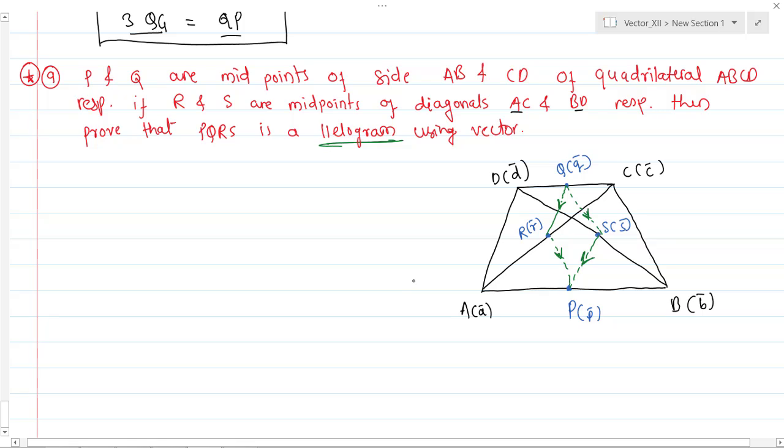Okay, see here, as they are the midpoints, so first of all let's find out the position vector of all the points. Okay, so P is what? It is the midpoint of AB, so this becomes (A bar plus B bar) by 2. Q bar is the midpoint of DC, so it becomes (D bar plus C bar) by 2. R bar is the midpoint of AC, so it becomes (A bar plus C bar) by 2. And finally S bar is equal to (B bar plus D bar) by 2.